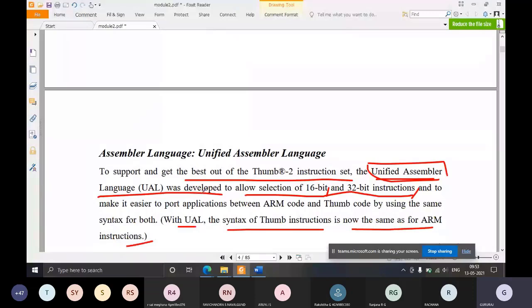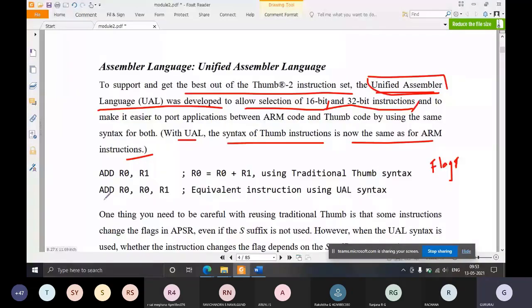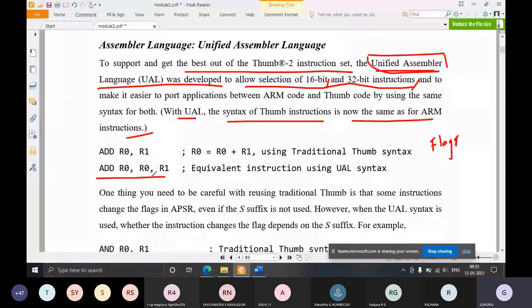You can see this is one UAL language syntax: ADD R0, R0, R1. You are trying to add R0 and R1, and store the result back in R0. So now you can see there are three operands here: R0, R0, R1. And this is add.